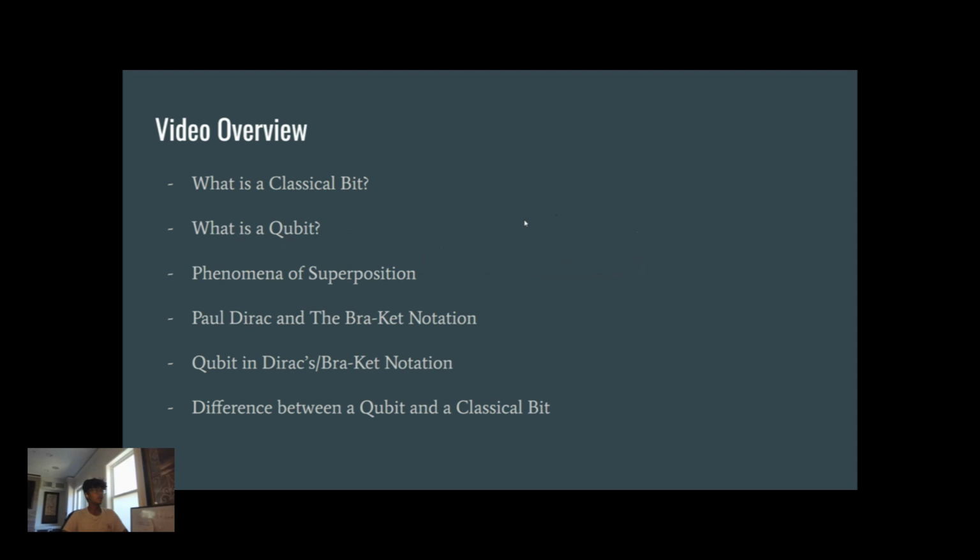Before we dive deep into the content, let's do a quick video review. So first off, we'll be starting with what is a classical binary bit, what is a qubit, the phenomenon of superposition, Paul Dirac and the bra-ket notation, qubit and Dirac's notation, and the difference between a qubit and a classical bit.